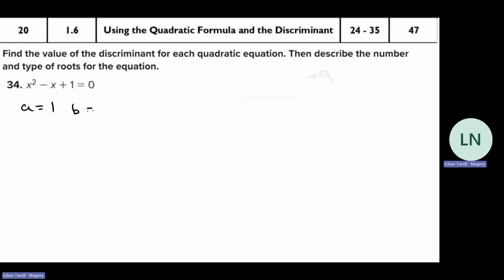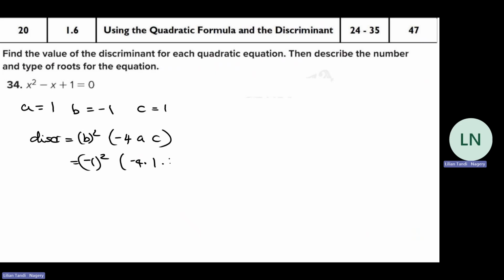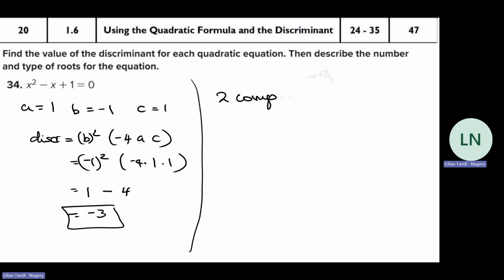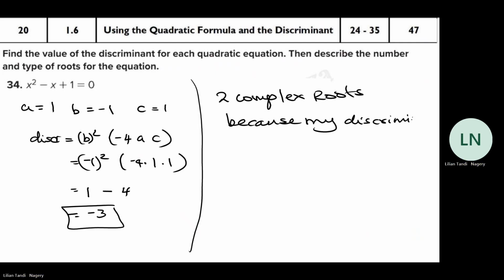A is 1, B is negative 1, C is 1. Discriminant equals B squared minus 4AC, negative 1 squared, negative 4 times 1 times 1. This is 1 minus 4, which is negative 3. Box your answer. 2 complex roots because my discriminant is less than 0.